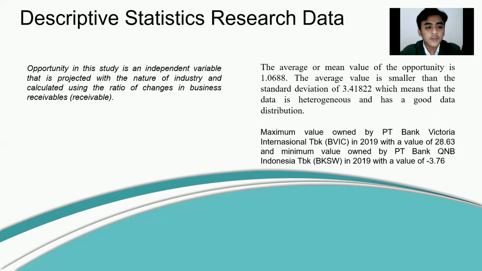Opportunity is an independent variable that is projected to the nature of industry and calculated using the ratio of change in business receivable. The average value of the opportunity is 1.0688. The average value is smaller than the standard deviation of 3.41822, which means that the data is heterogeneous and has a good data distribution. The maximum value is owned by PT Bank Victoria International in 2019 with a value of 28.63, and the minimum value is owned by PT Bank UNJ Indonesia in 2019 with a value of minus 3.76.